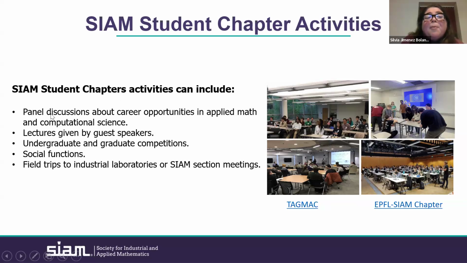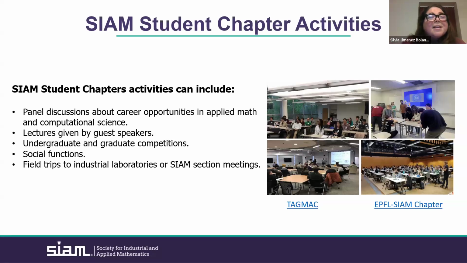Activities can include, for example, panel discussions about career opportunities in applied math and computational science, and lectures given by guest speakers. For this one, you have a lot of resources from SIAM itself, because you will have faculty from your department, but at the same time there is the visiting lecture speaker program from SIAM. That would be a good resource to see speakers and look at the topics they are willing to talk about.